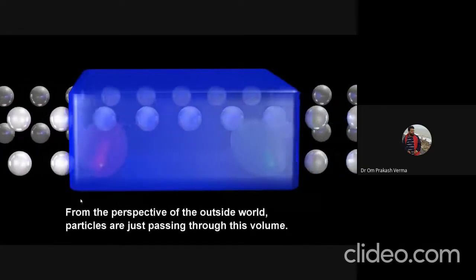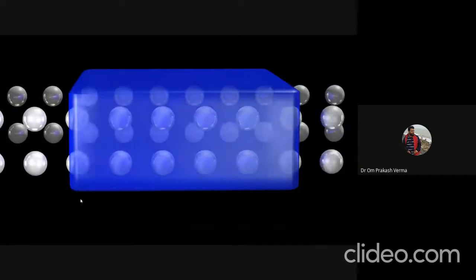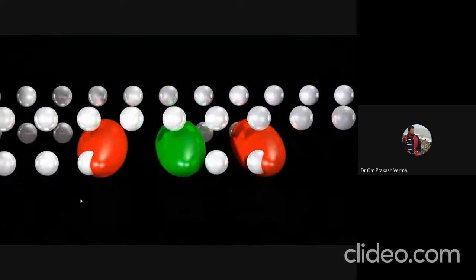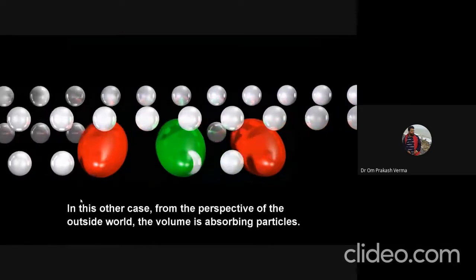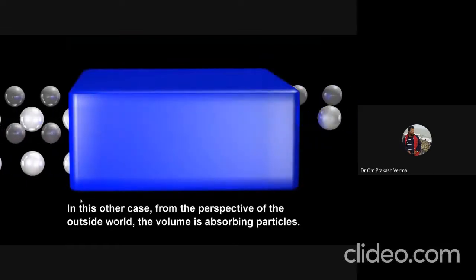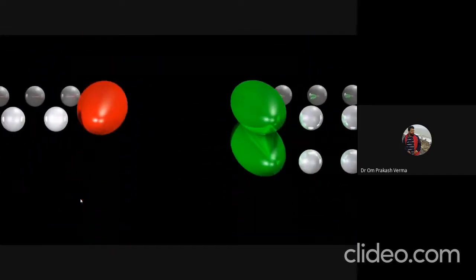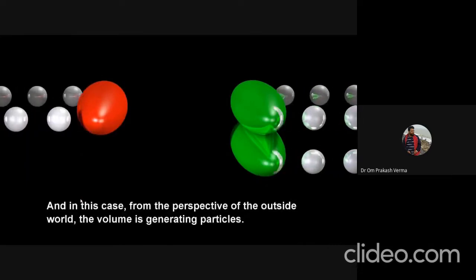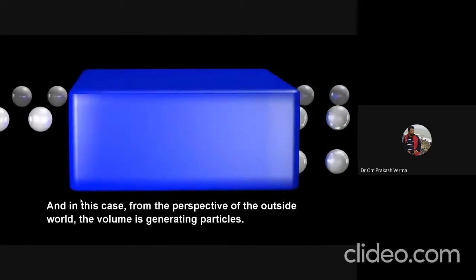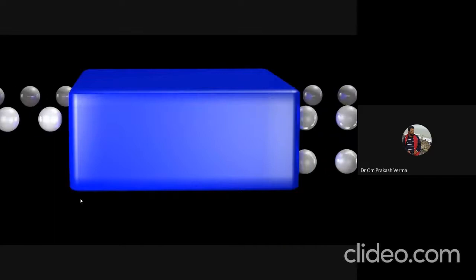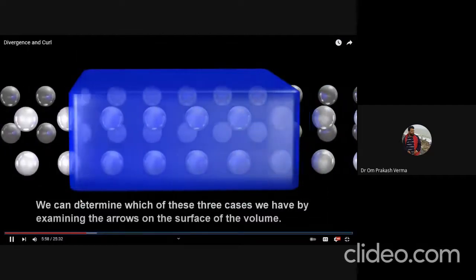From the perspective of the outside world, particles are just passing through this volume. In this other case, from the perspective of the outside world, the volume is absorbing particles. And in this case, from the perspective of the outside world, the volume is generating particles. We can determine which of these three cases we have by examining the arrows on the surface of the volume.